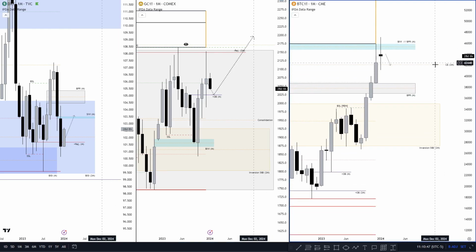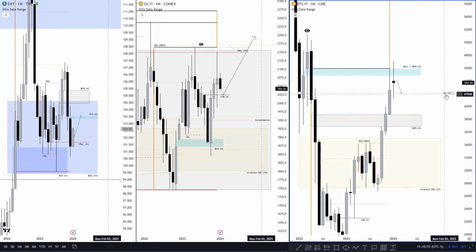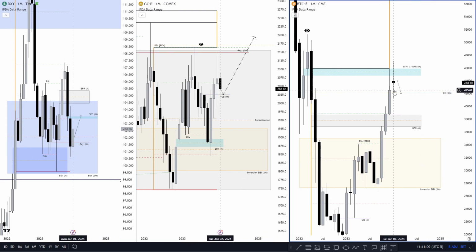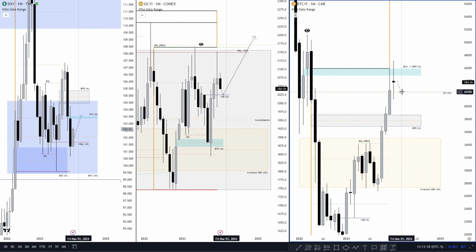And then for Bitcoin, I had an expectation for this monthly balanced price range here to reject lower. I was aiming for this 3-month consequent encroachment. While I'm recording this, price did in fact move to this level. And now I was also aiming for this balanced price range down here for the next objective. So I'm just going to draw that arrow here now.